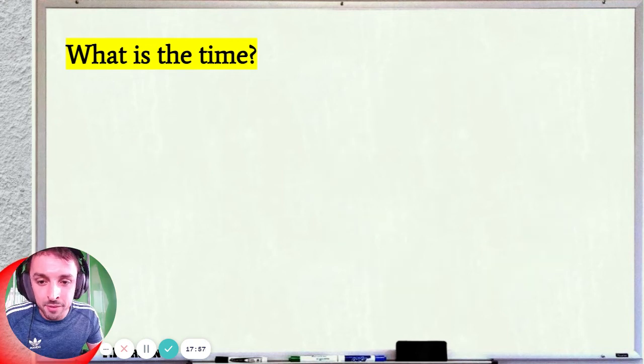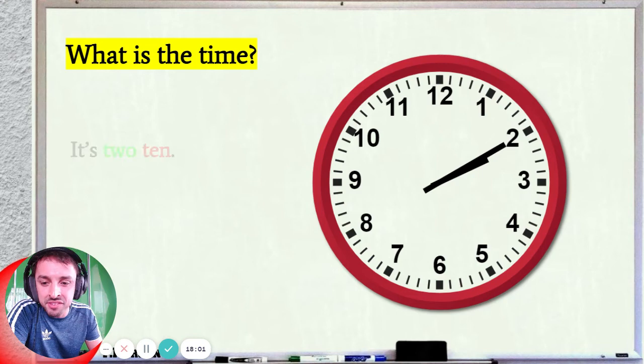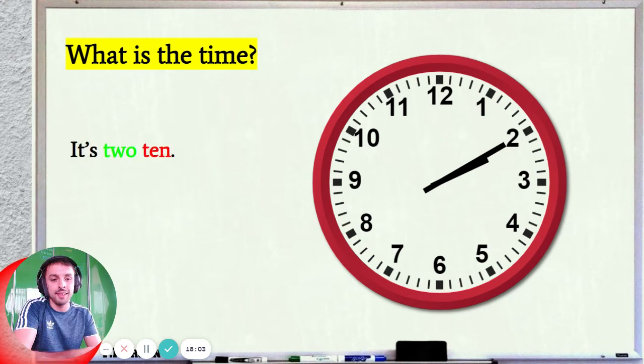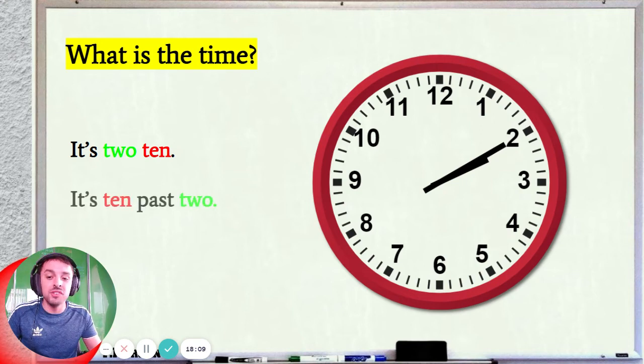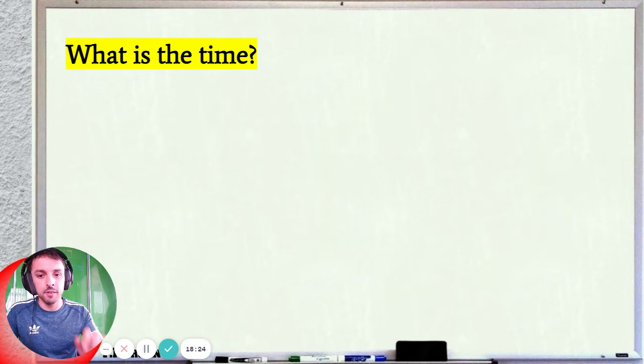The next hour. Okay, what is the time? Let's try this one. Easy peasy. It is 2:10. Or what else can we say? You can say it's 10 past 2. Okay, so remember we just swap and then we put in past because you're 10 minutes past 2 o'clock.